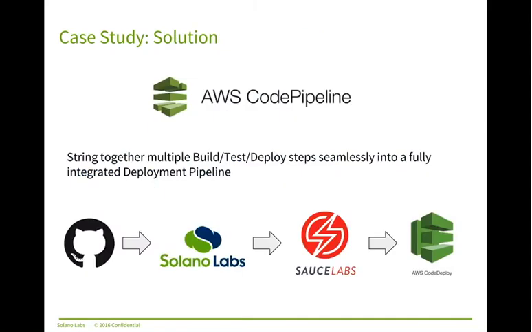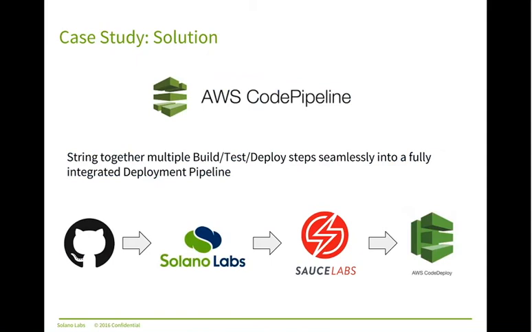And so the solution, AWS Code Pipeline, is a tool that allows you to string together multiple different steps into a seamless, fully integrated deployment pipeline. And for this particular solution, we're going to be using GitHub, Solano Labs to do unit testing, Sauce Labs to do functional testing, as well as AWS Code Deploy to do the actual deployment.